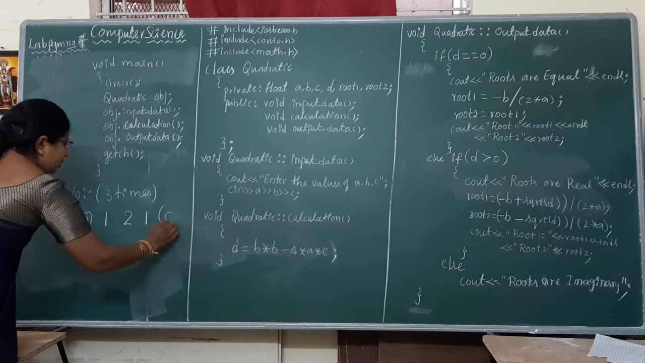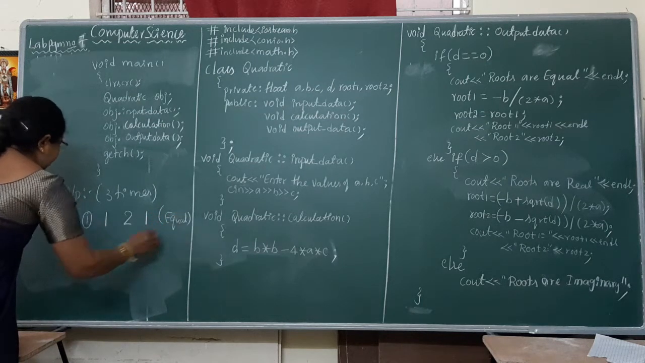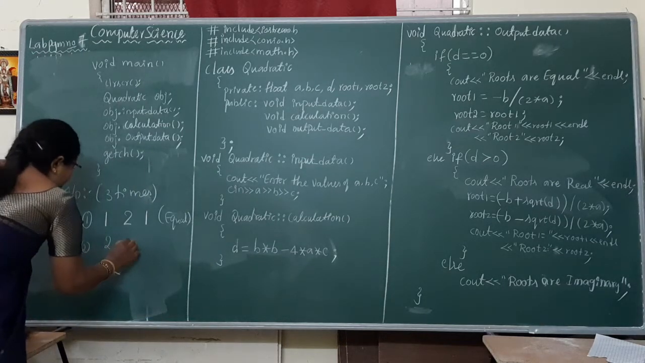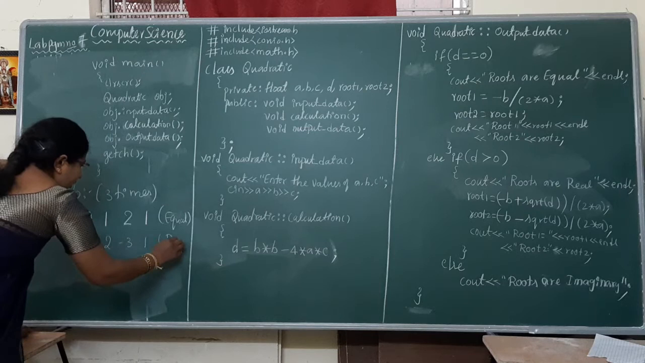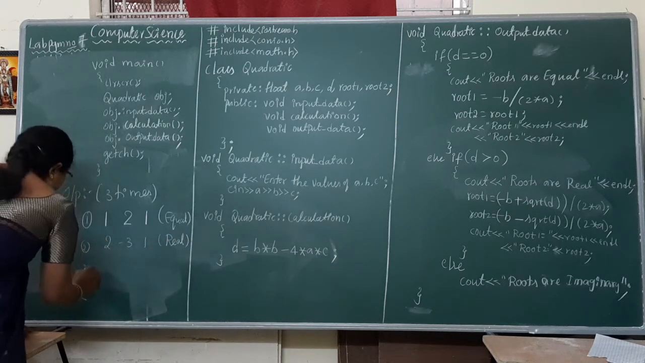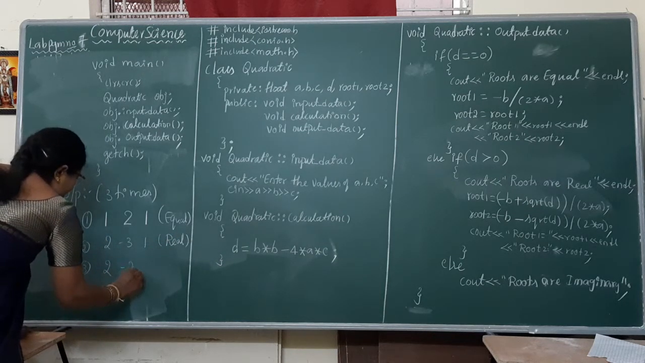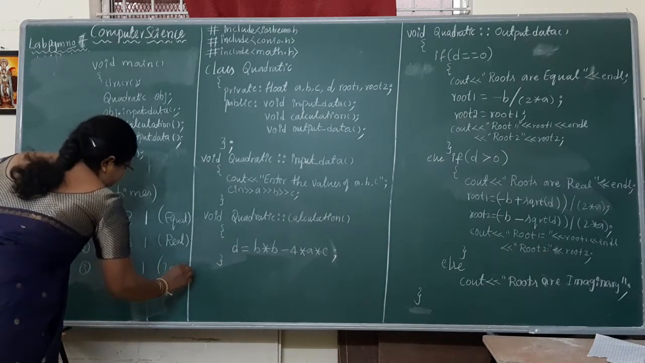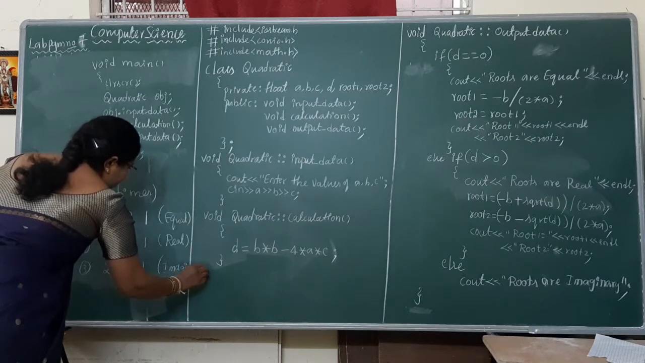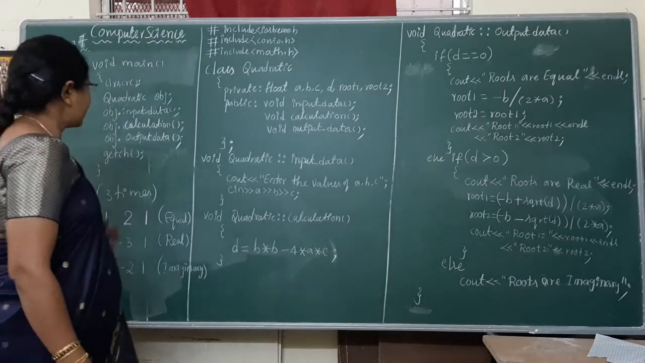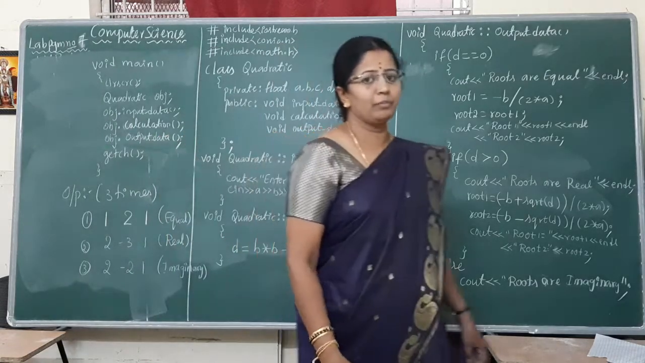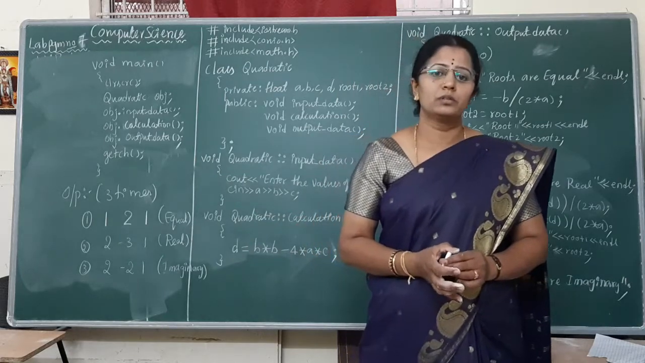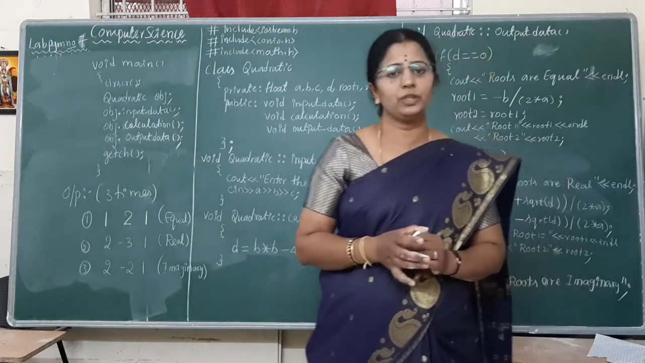So this will give you the equal result. Then another one, that is 2, minus 3, 1. Here you will get real roots. Then the third one, 2, minus 2, 1. This will give you imaginary roots. We'll trace the output in the lab. Okay? So please remember and copy these values also. You need to test these values for the test run.